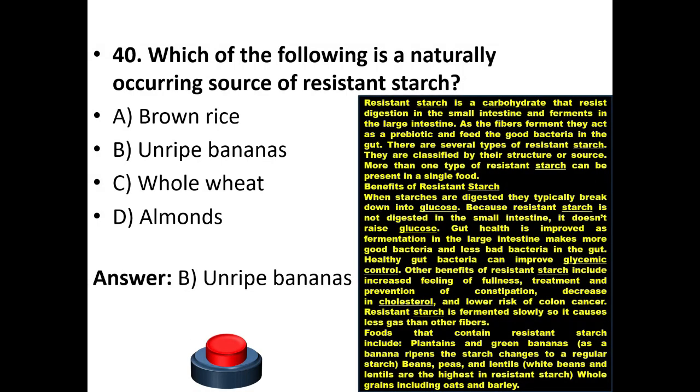What is resistant starch? Resistant starch is a carbohydrate that resists digestion in the small intestine and ferments in the large intestine. As the fibers ferment, they act as prebiotics and feed the good bacteria in the gut. There are several types of resistant starch. They are classified by their structure or source. More than one type of resistant starch can be present in a single food.